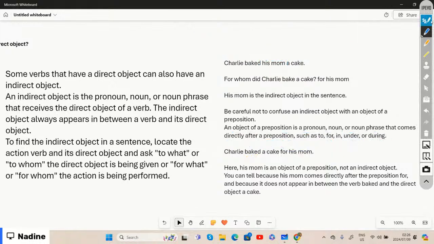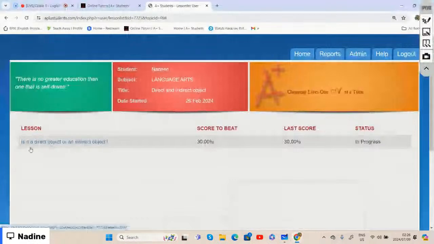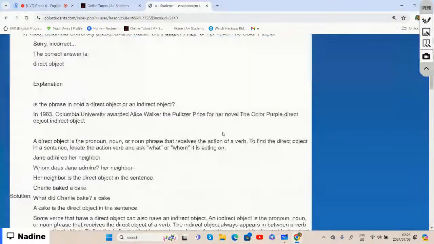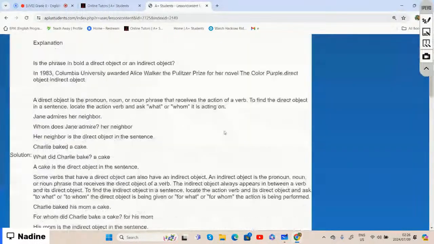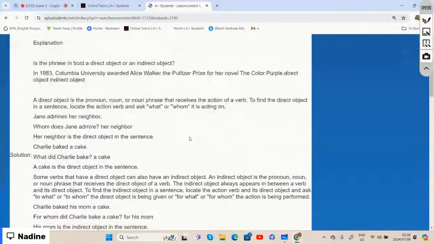All right, so now let's go to aplusstudents.ca, and we are going to focus on the lesson that says, is it a direct object or an indirect object? And we went over what a direct object is. We said a direct object is a pronoun, noun, or noun phrase that receives the action of a verb. In order for us to find the direct object within a sentence, we need to locate the action verb and ask ourselves what or whom it is acting on.